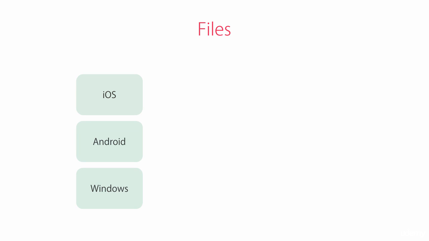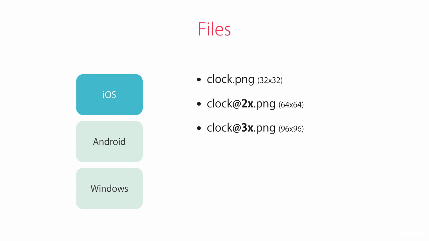Now, I've attached a zip file to this lecture, and inside this zip file, you're going to find 3 folders: iOS, Android, and Windows. In the iOS folder, you're going to find 3 files: clock.png, clock@2x.png, and clock@3x.png. Now, both iOS and Android are capable of loading different image resolutions based on the target device. So you probably know that newer phones have more pixel density, which means you can display higher quality images. That's why inside the iOS folder, we have this clock icon at different resolutions.